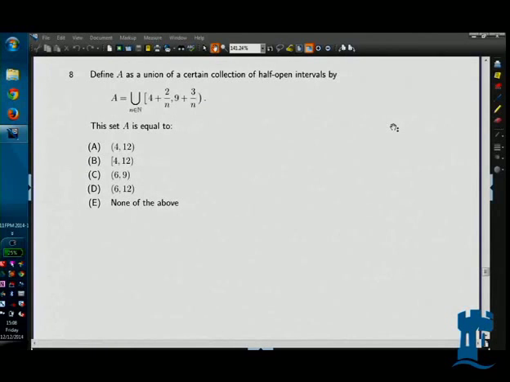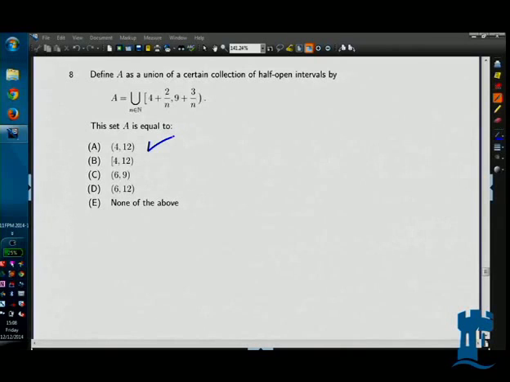A union of half-open intervals. And the correct answer turns out to be an open interval from 4 to 12. Let's try and see why that is. Well, it's a union of infinitely many sets, so you can't directly sketch the whole thing, but at least you can give yourself some idea of what's going on by looking at what the first few sets are.